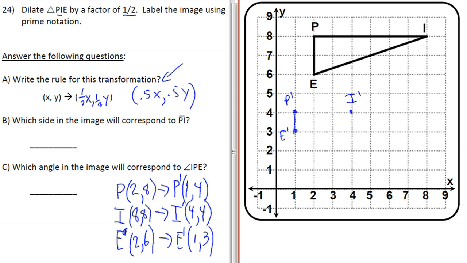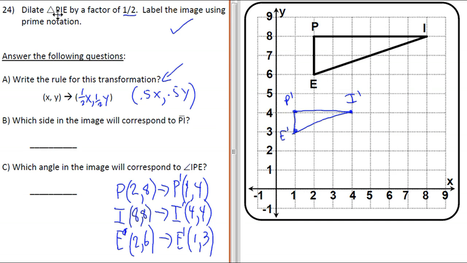Alrighty. Here we go. So the figure looks exactly the same, it's not a different shape, it's a different size. So this is dilated by a factor of a half. We already wrote the rule for this transformation, so that's done. It's a half x, half y.